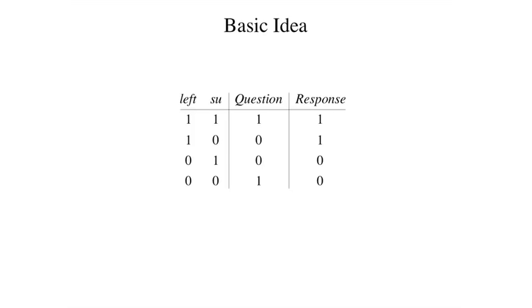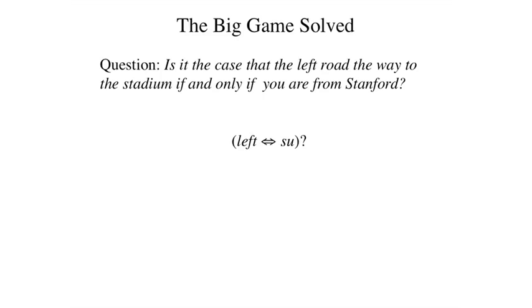Now, looking at our operator semantics tables, we see that this is exactly the set of truth values assigned to the sentence "left if and only if SU, Stanford." So we can phrase this as a question as follows. Is it the case that the left road is the way to the stadium if and only if you are from Stanford? Okay, that's not a particularly clever or simple question, but it will elicit the right response.